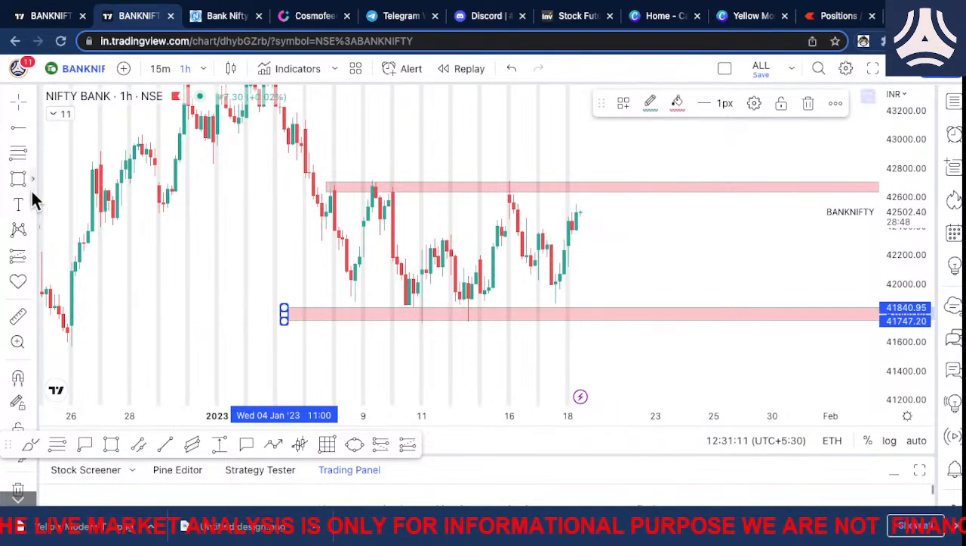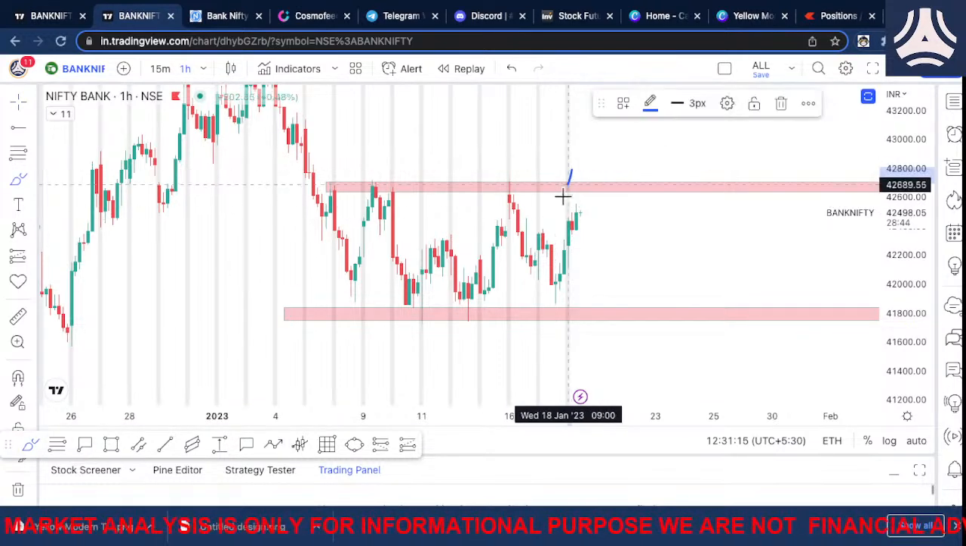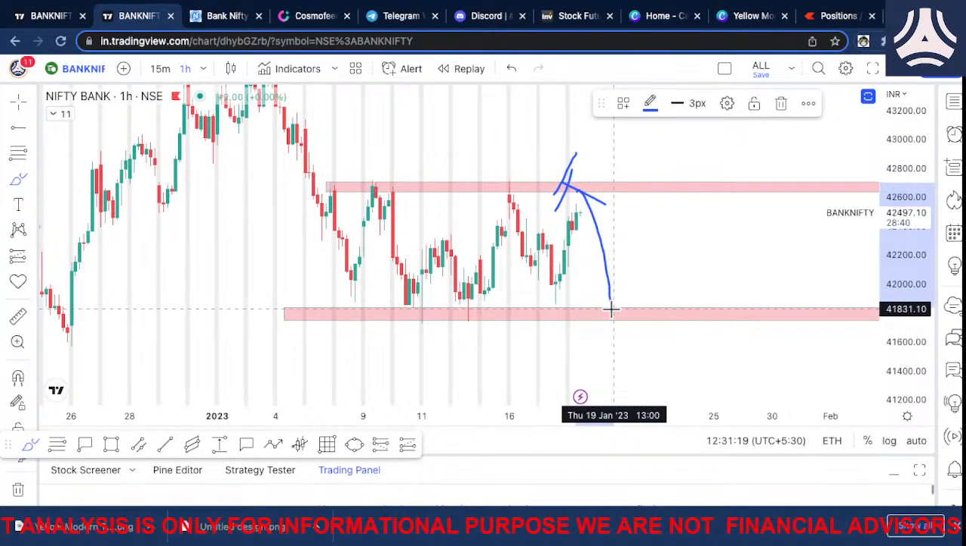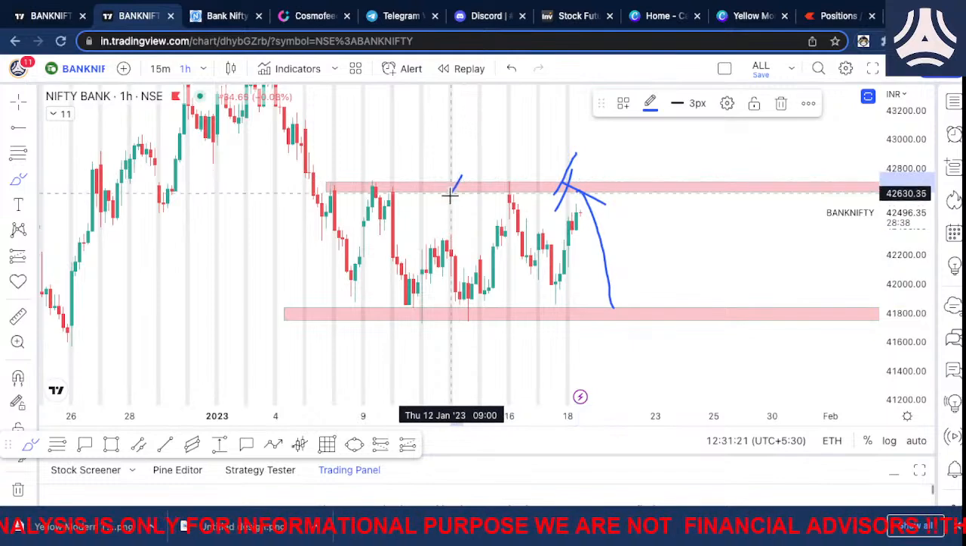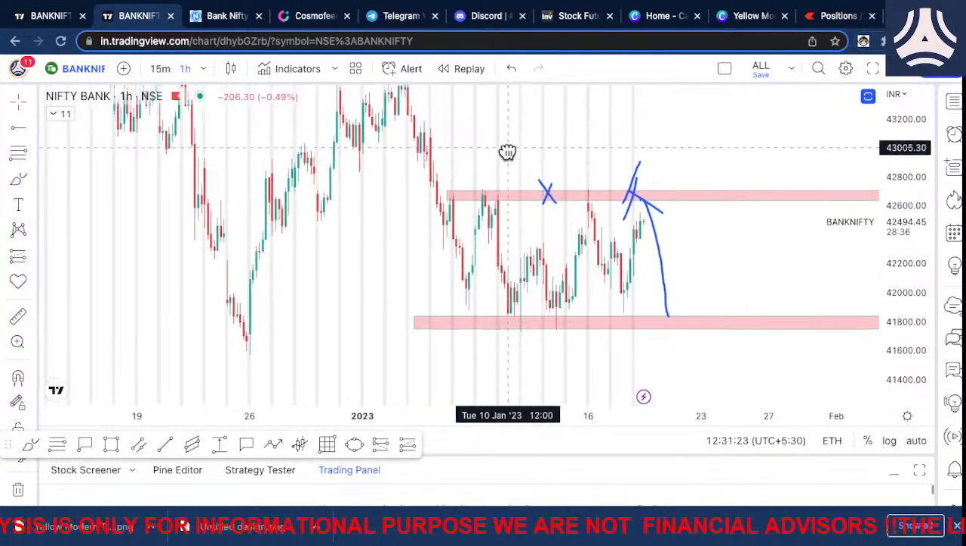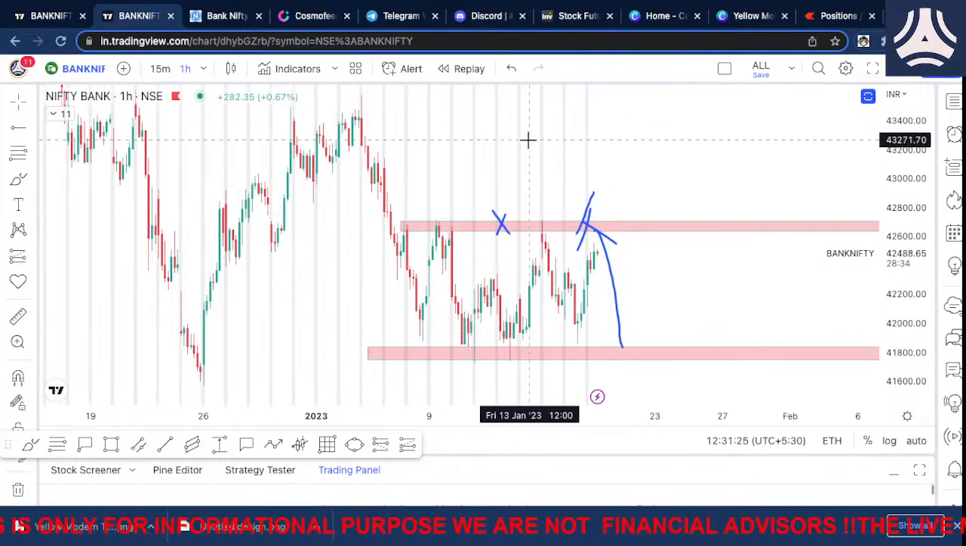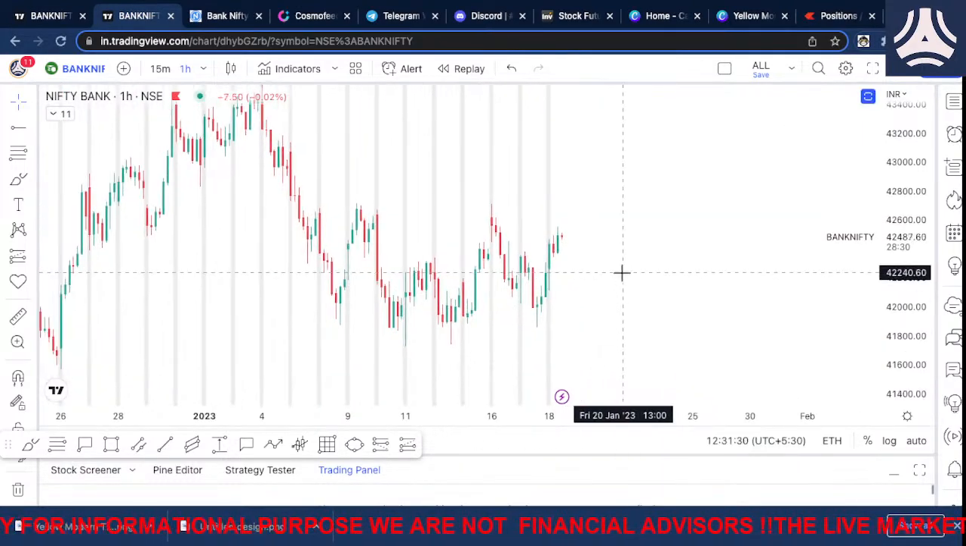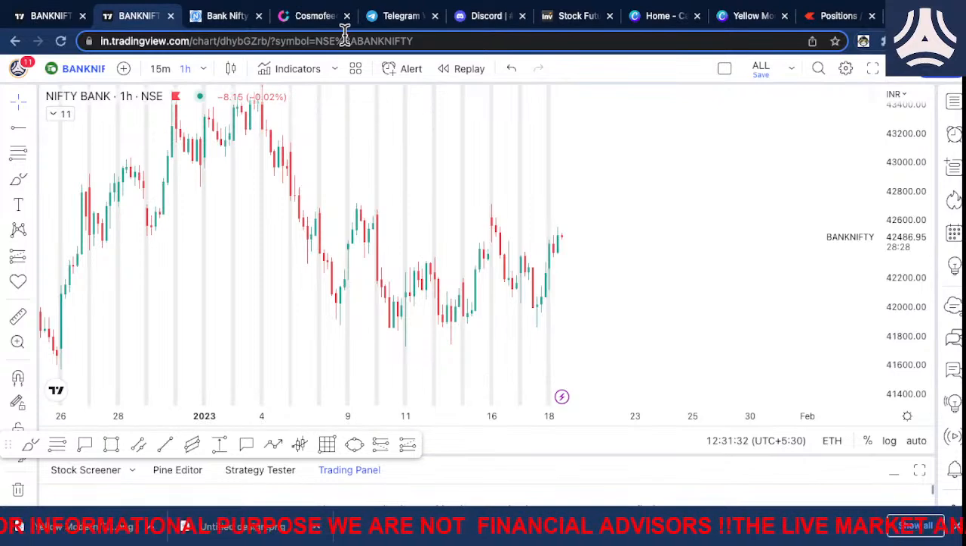So there is a possibility that, as long as this doesn't break on the upper side, we can go here and again come back on the downside. But in case we break this high, then the overall structure will change. Probably we can see some new high. Until then, there is a possibility, but I doubt it will come today.